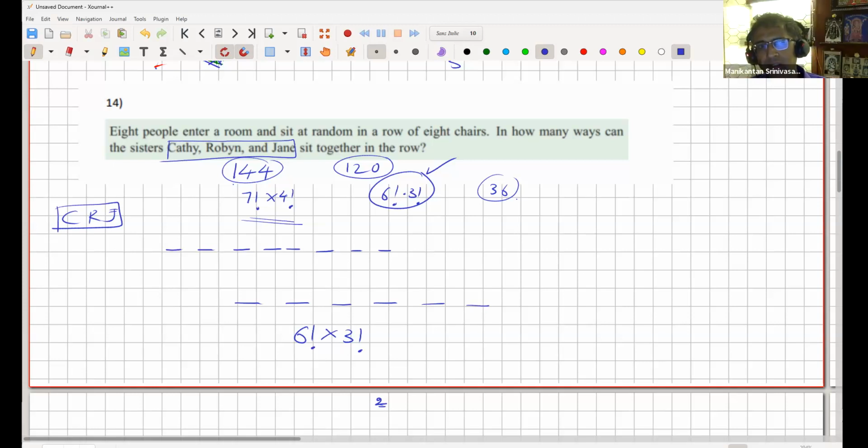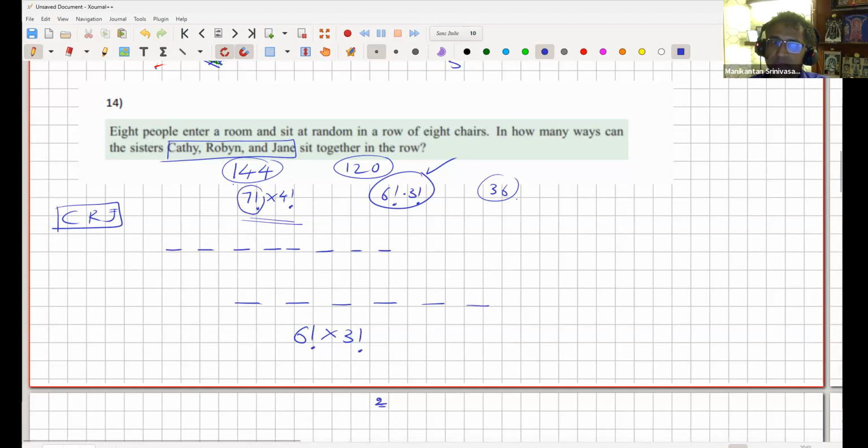Correct. So then in total there'll be 7 entities, right? Because these 3 are together. They still need 3 chairs, right? And the remaining 5 friends and this one, therefore the 6 entities. Right? Yeah. But even assuming that mistake, that explains the 7 factorial.